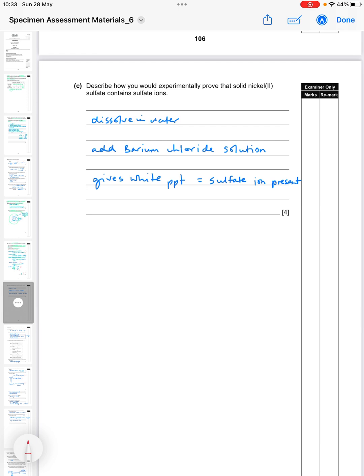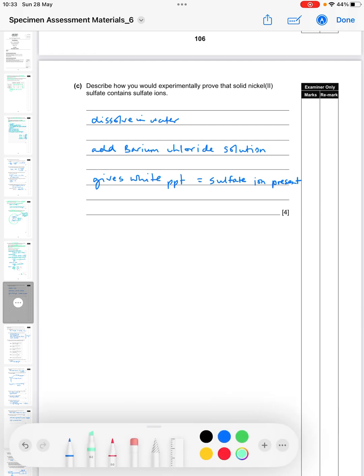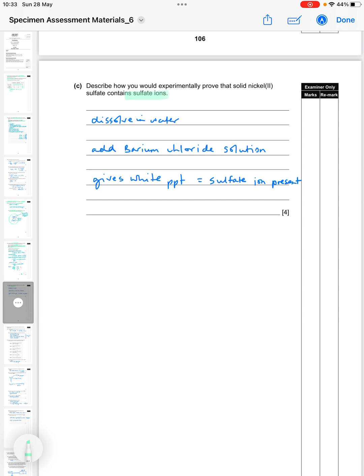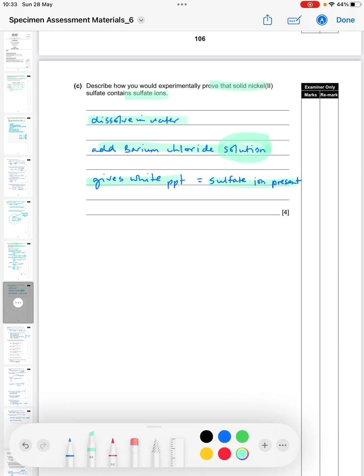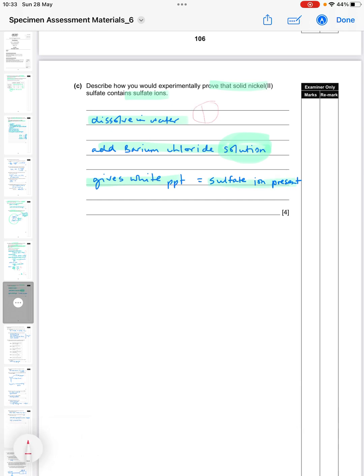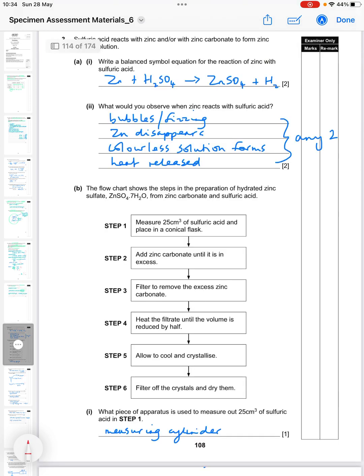Okay, describe how you would experimentally prove that solid nickel sulfate contains sulfate ions. The first thing you need to do, because it's solid, is dissolve it in water. Then you would add barium chloride solution, and remember you have to say solution, and then it gives a white precipitate if the sulfate ion is present. So 4 marks here, 1 for dissolving it, 1 for with the barium chloride solution, 1 for the white precipitate if the sulfate ion is present.